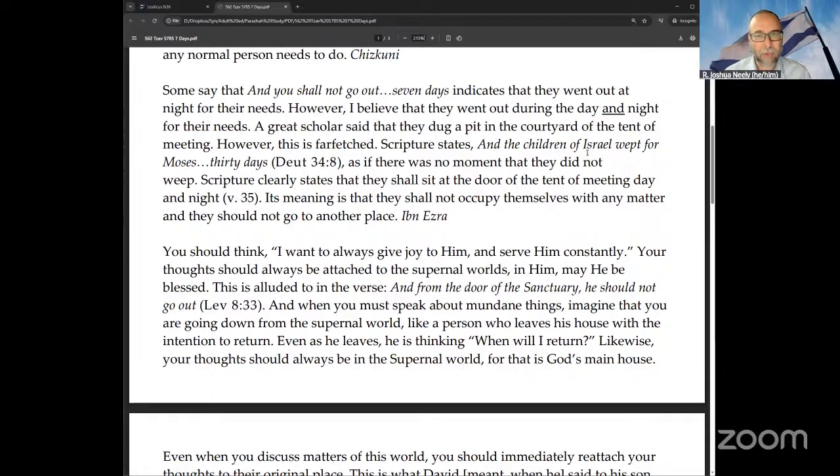Now, an opposing opinion, a great scholar said that they dug a pit in the courtyard of the tent of meeting in the Ohel Moed. However, this is far-fetched, right? It is simply staggering to Ibn Ezra, and quite frankly to just about anybody, that someone would dig a latrine in the courtyard of the Ohel Moed, that those precincts were not designed for that type of purpose, and there would be nothing wrong with them actually leaving for this other purpose.